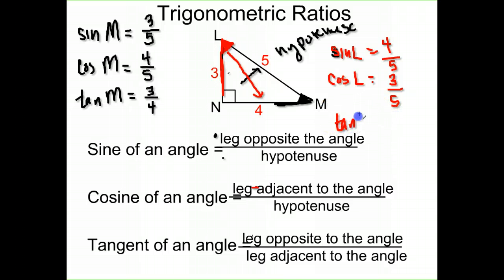And finally, the tangent of L. The tangent is the opposite leg over the adjacent leg. So here again, here's our angle. The leg opposite or across the figure from it was length 4. The leg adjacent or the leg touching was 3. So we have 4, our opposite, over our adjacent 3. And notice they're inverses of one another, the numbers for M and the numbers for L, which is why it's so important to make sure you're working with the correct angle.